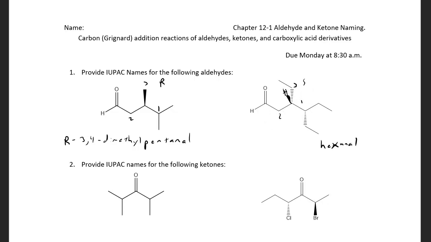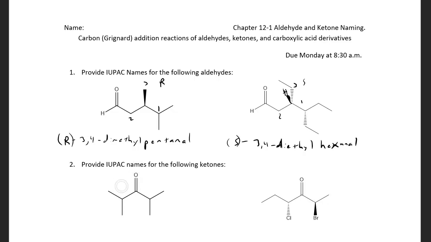So this one is going to be 3S, or just S. And then in this case, we have 2 ethyl groups, so an ethyl group at the 3 and at the 4 position. So 3,4-diethylhexanal.